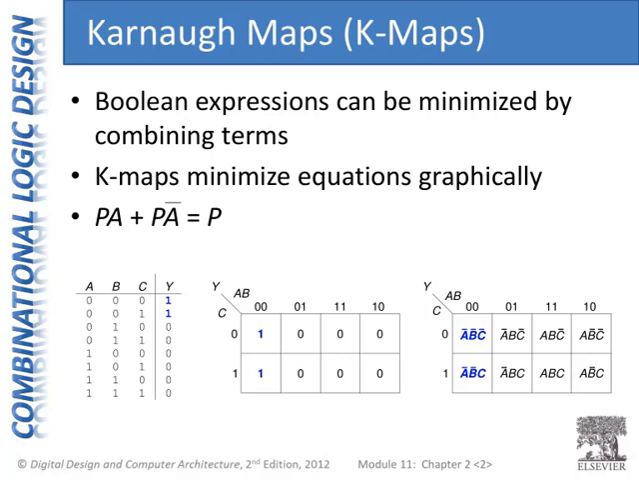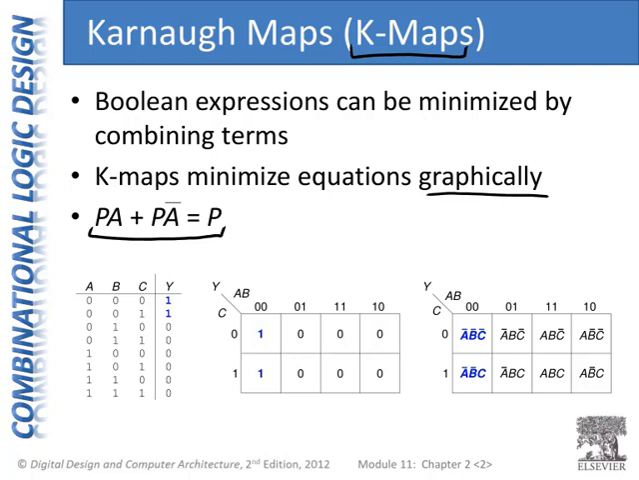So Carnot maps, K-maps for short, are used to minimize our equation graphically. K-maps use graphical versions of combining to combine terms. So here's a truth table with 3 inputs, A, B, and C, and an output Y. And Y has some function here.